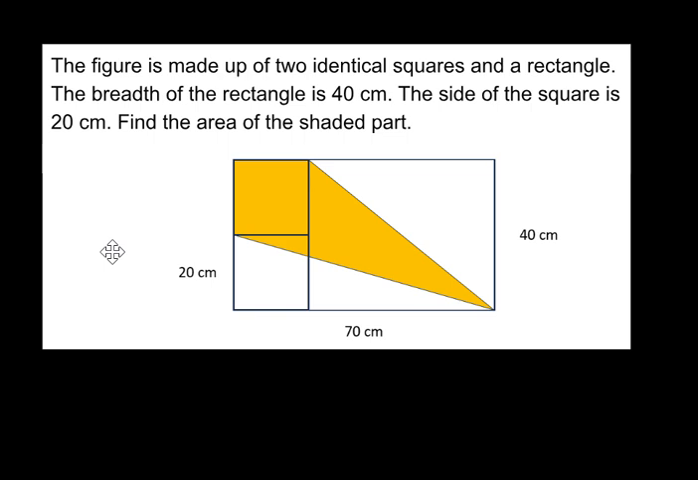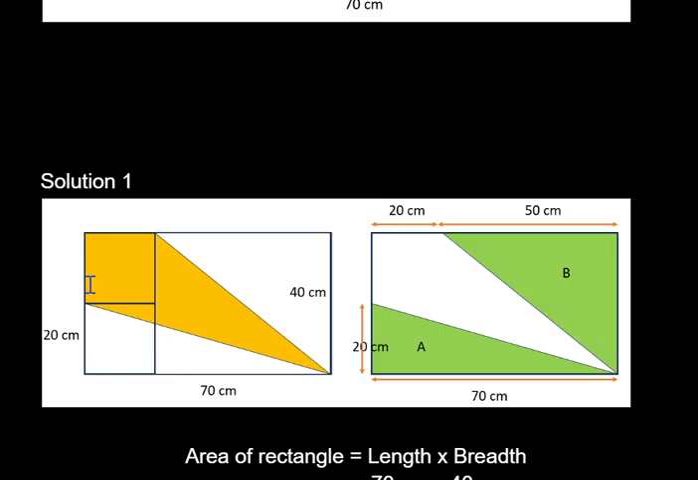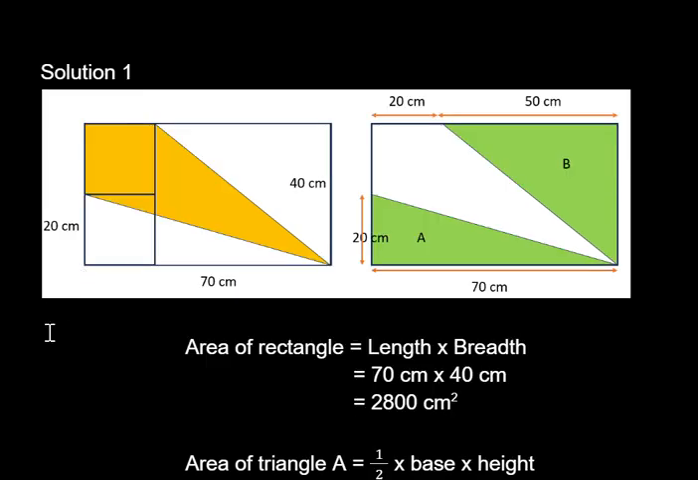For this question, I'm going to provide you two solutions. Okay, so let's go to solution number one. For solution number one, this is how we're going to do it. If we look at the original question, you want to find this shaded part.